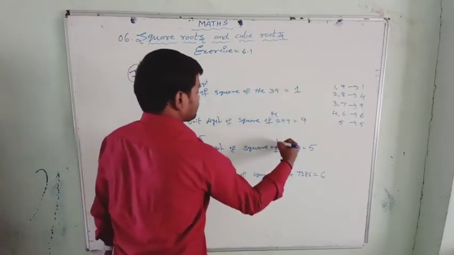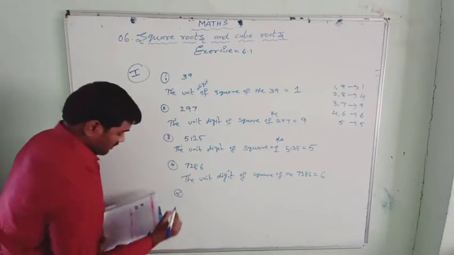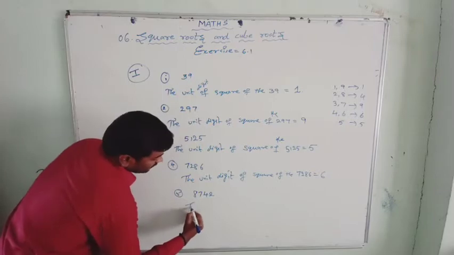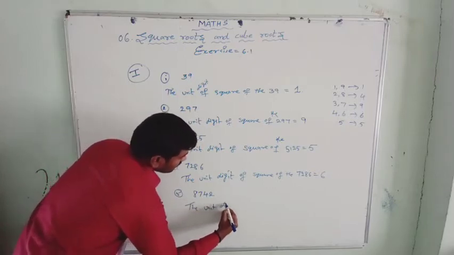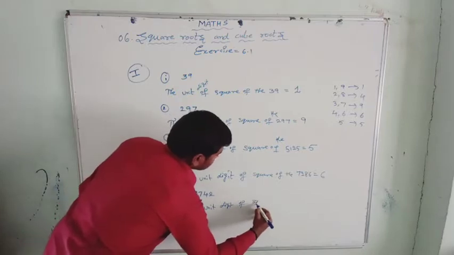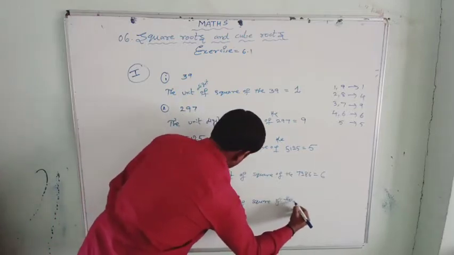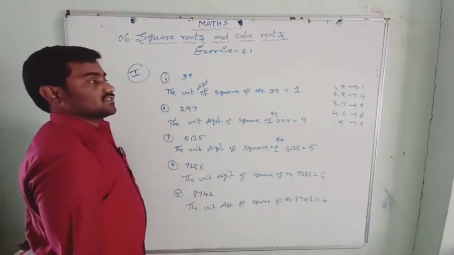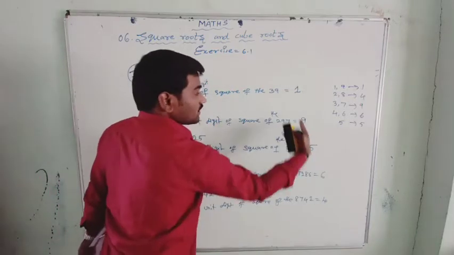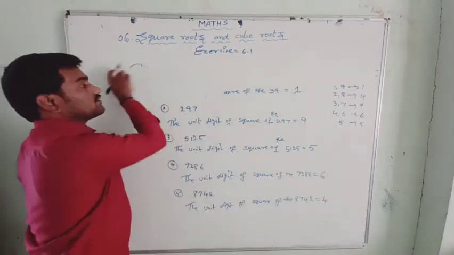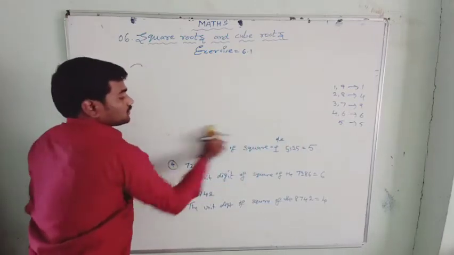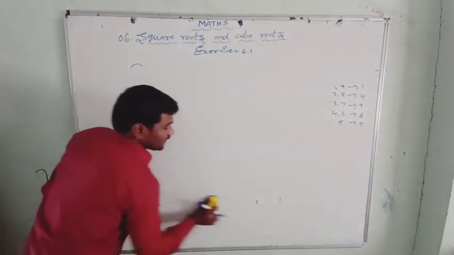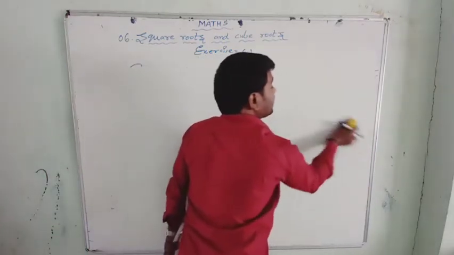Okay. Then the last one of this bit, 8742. The unit digit of the square of 8742: 2 ends with 4. So this is the answer, simple. If you remember this code, you can write this answer. See, according to the code, here it is written. So do not do the squares and then see the last unit digit. If you remember that code, you can write it directly.